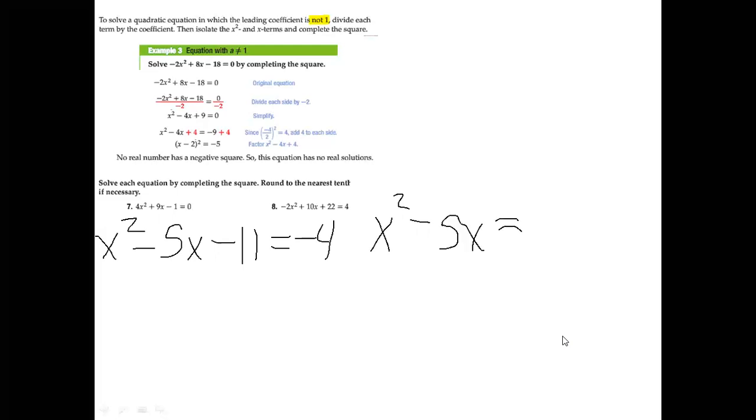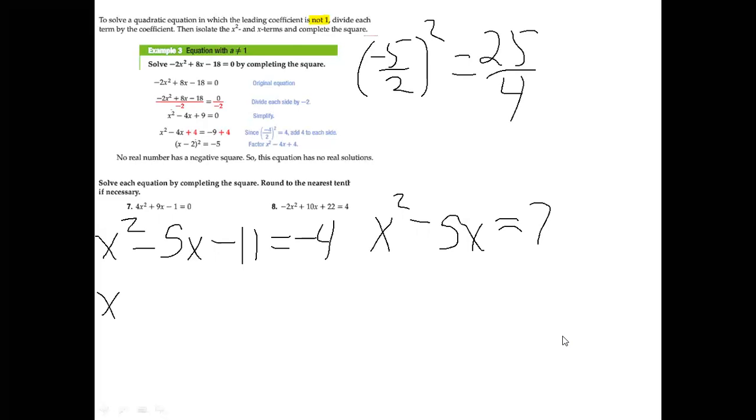All right, so number 8. First thing you want to do is divide everything by the negative 2. You get x squared minus 5x minus 11 equals negative 4. Add your 11 to the other side, so you get x squared minus 5x equals 7. Take half of the middle term and square it. You would get 25 over 4. So you add that to both sides. So you have x squared minus 5x plus 25 over 4 equals 7 plus 25 over 4.